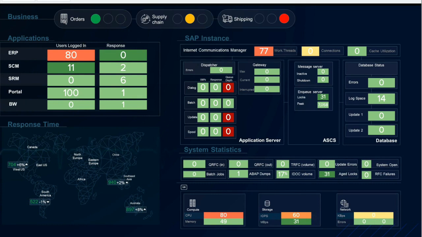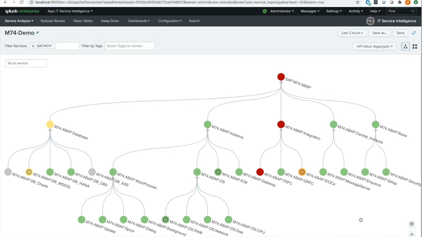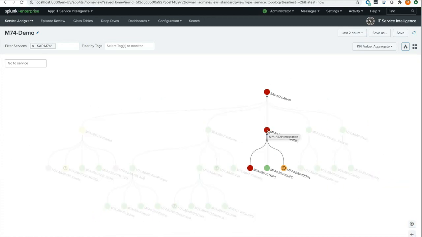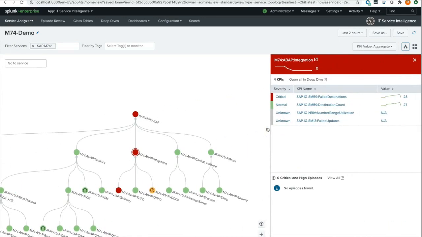Now let's take a look and see how this particular example would materialize, looking at the real-time health of this SAP environment using the Service Intelligence for SAP Content Pack. Here we have a real-time view of the M74 SAP instance. No failed batch job report or customer call is needed to see that the instance is in a pretty bad spot right now. Now let's investigate one of these hotspots by looking at the ABAP integration technical service.